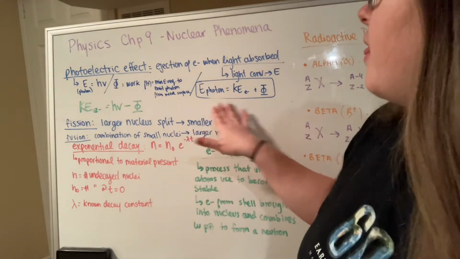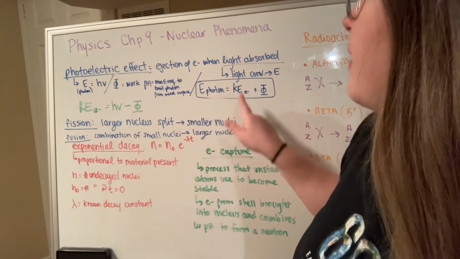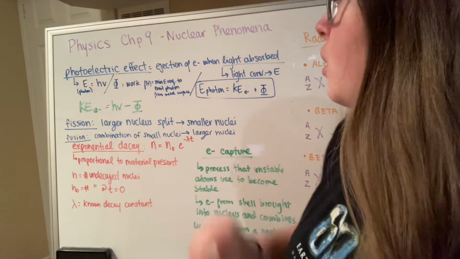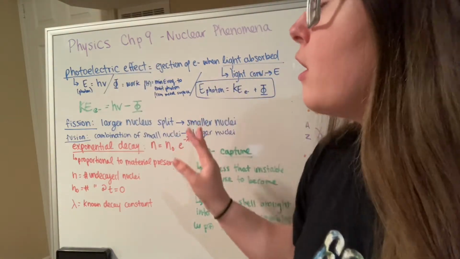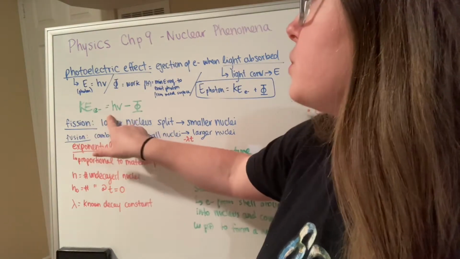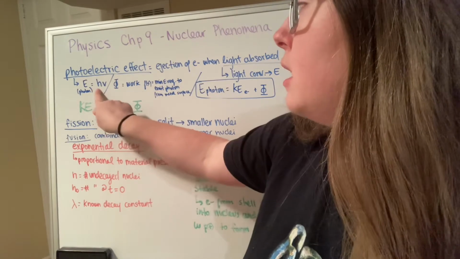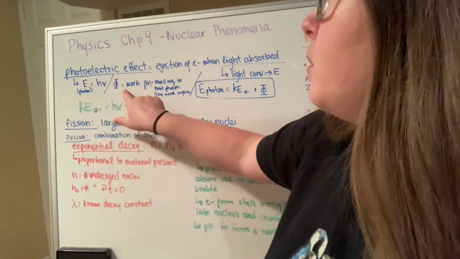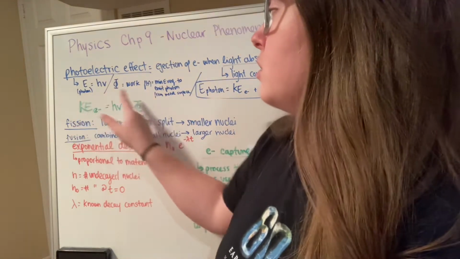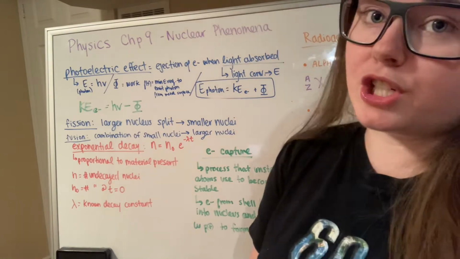Then we have this equation, which is saying that the energy of the photon equals the kinetic energy of the electron plus the work function. So if we're putting these things together, the kinetic energy of the electron equals hv minus the work function. So we're using the energy of the photon, the work function, and the kinetic energy of the electron. Just one formula to know.